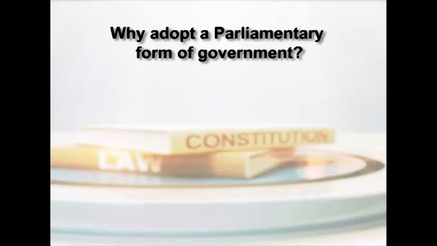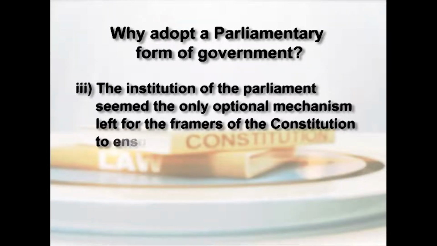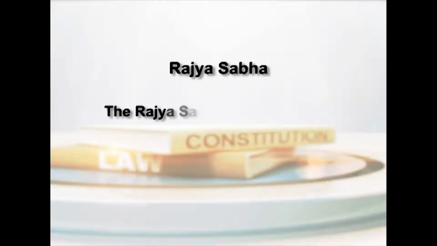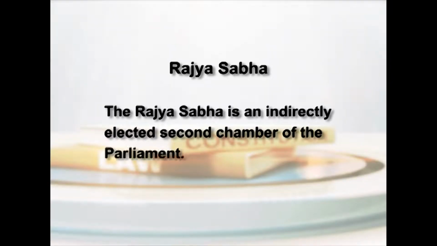Finally, the institution of a parliament seems to be the only optimal mechanism left for the framers of our constitution to ensure a harmonious coexistence between the center and the states. Now let us begin our discussion on the Rajya Sabha. The Rajya Sabha is an indirectly elected second chamber of the House.